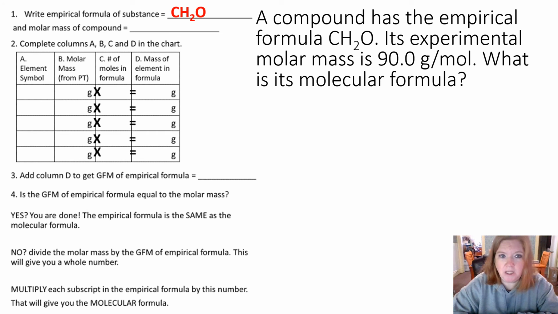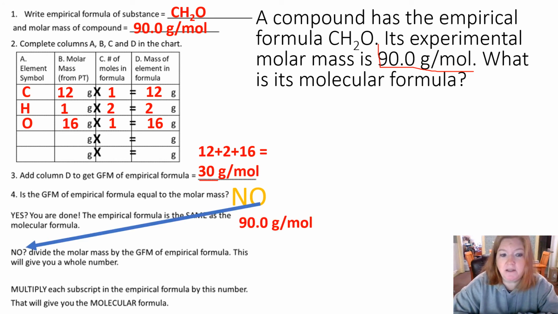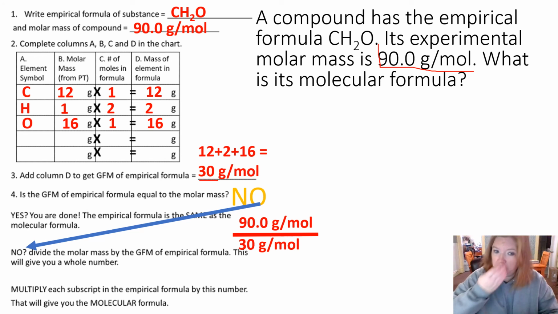All right, so let's try it again. Write the formula, write the molar mass, write your symbols, look up the molar mass, look at the formula, look for subscripts, multiply across, add them up, I get the gram formula mass. Is this that I just got equal to what was given to me in the problem? Negative. So that means I have to go on. I have to divide the molar mass by the gram formula mass of the empirical formula. And I get 3.